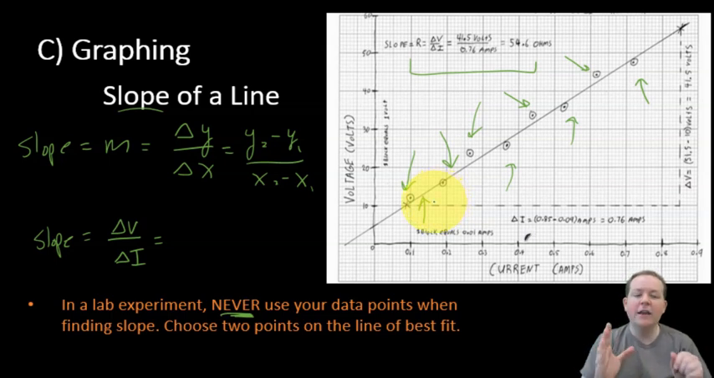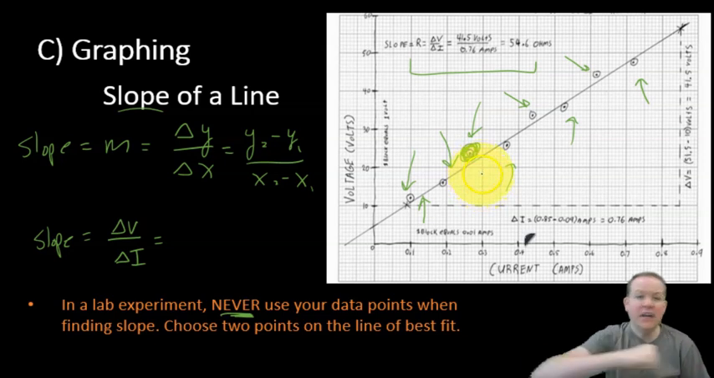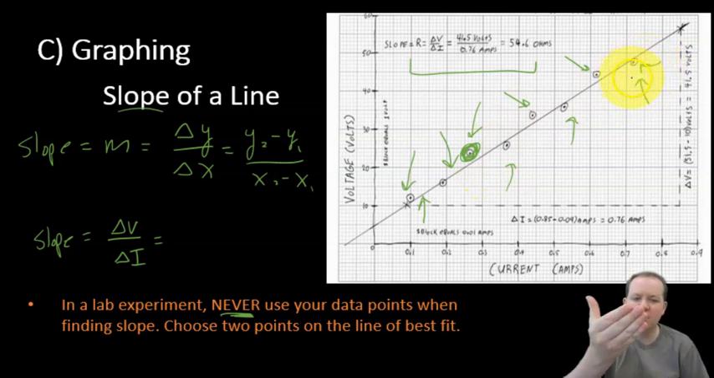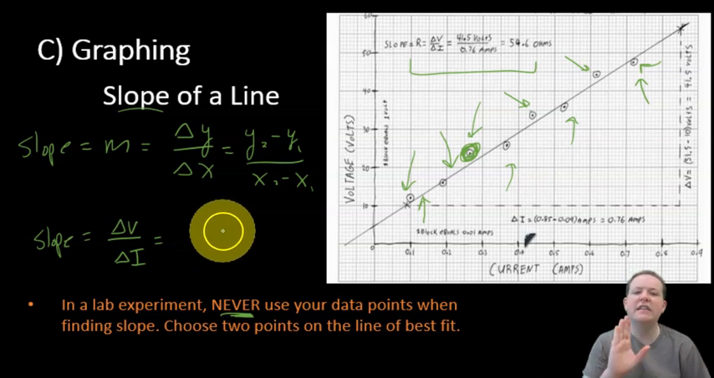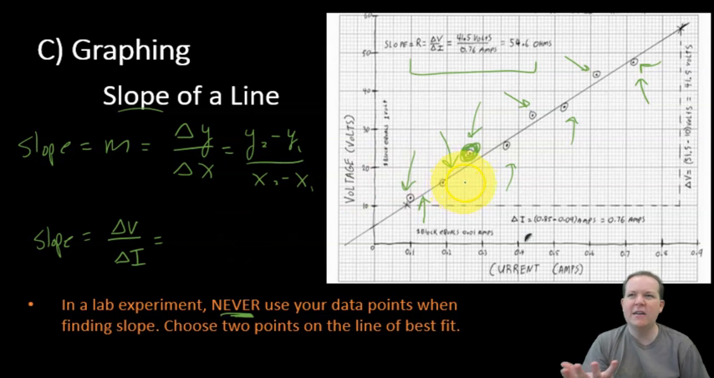Again, the line represents the average. We want the slope of the average. An individual data point, this spot right here, is not particularly special. Maybe somebody nudged the table when they took those measurements. This spot over here is not particularly special. Maybe somebody forgot to start the timer. So if you use those data points when you find the slope, you're not using the average, and you're putting really weird emphasis on these 2 specific data points while ignoring all the others.